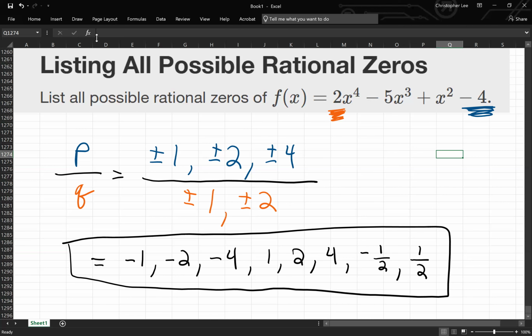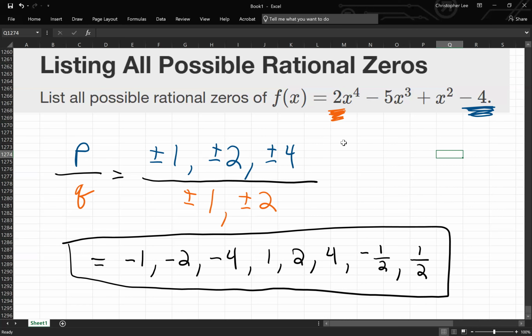The P comes from the constant term. So you see how we have -4, so all of the factors of -4. So you have 1, 4, and 2. Now the Q on the bottom is all of the factors of the leading coefficient. So in this case, it's 2, so that's just 1 and 2. The leading coefficient is the term that has the highest power, the number that's in front of it. I want all the factors of 2, so there's going to be positive and negative 1 and 2. That's the only two numbers that multiply to give you 2.